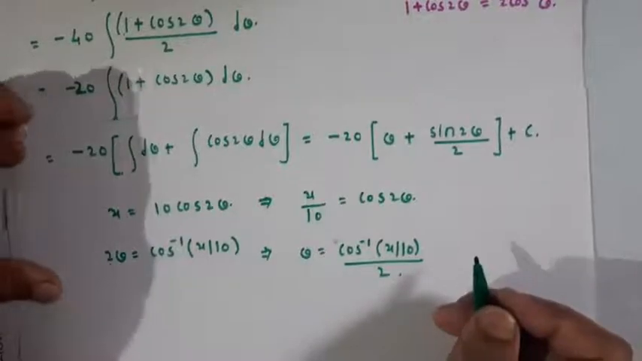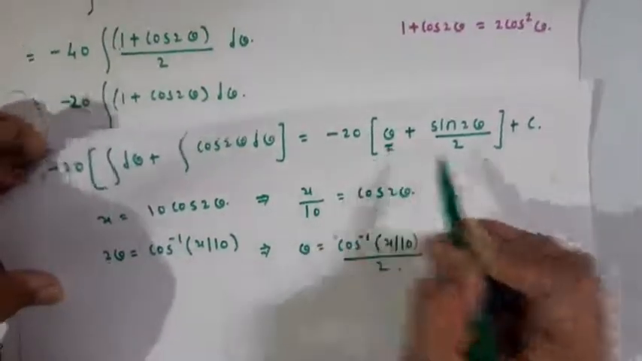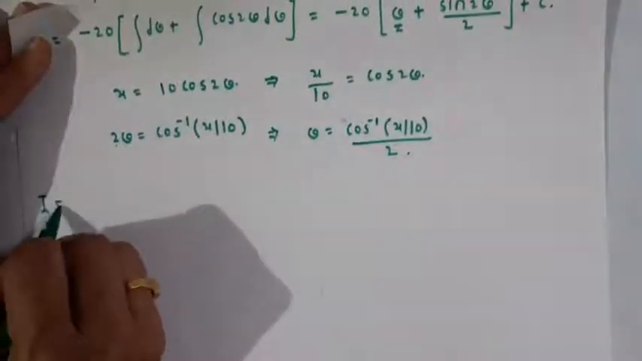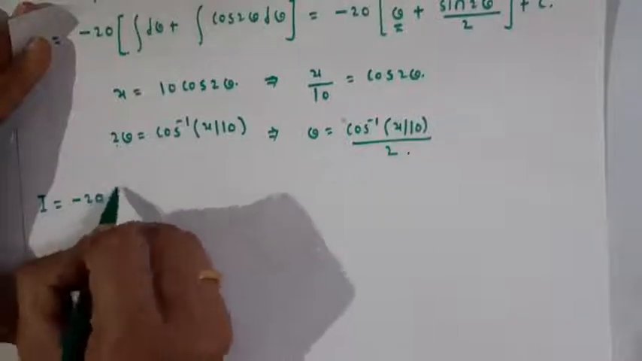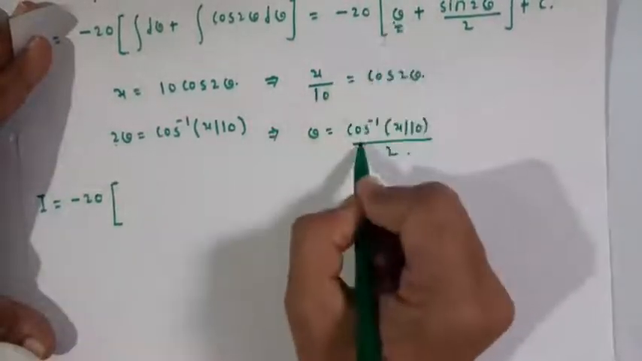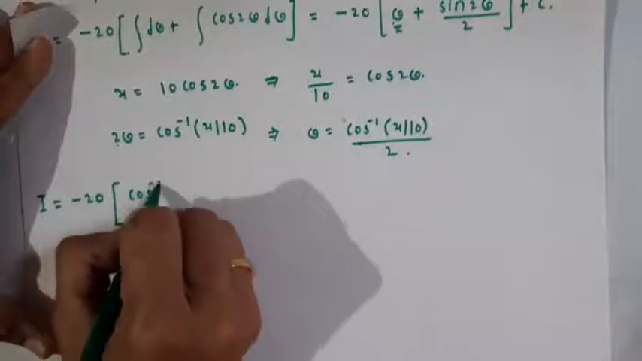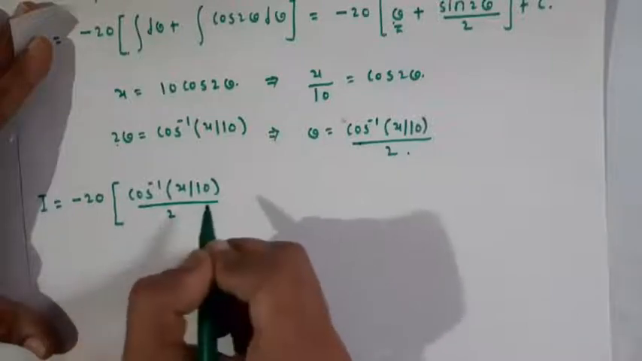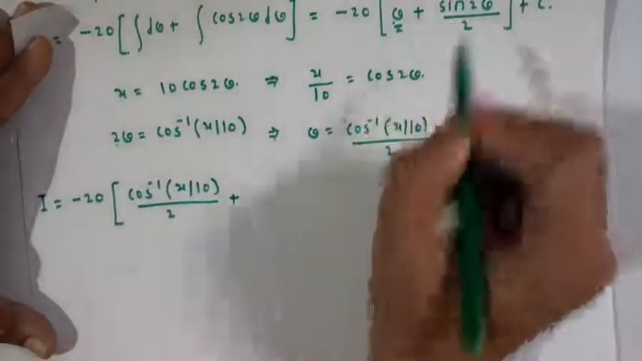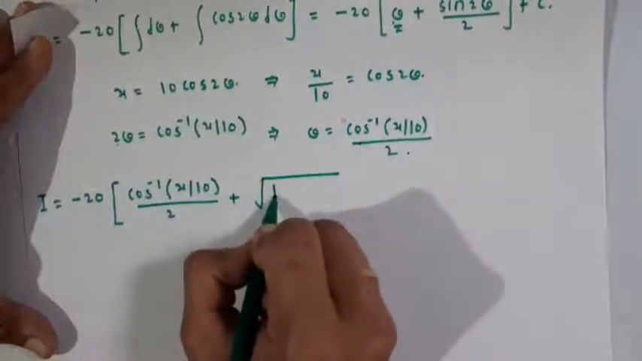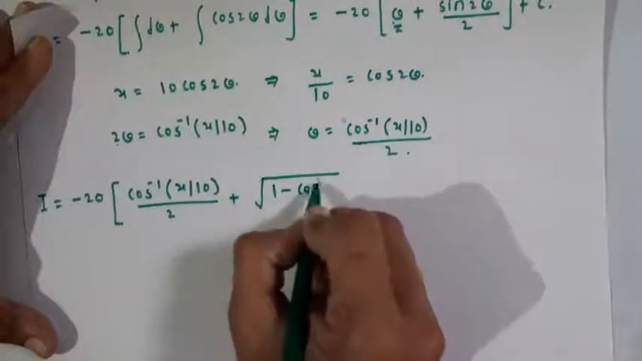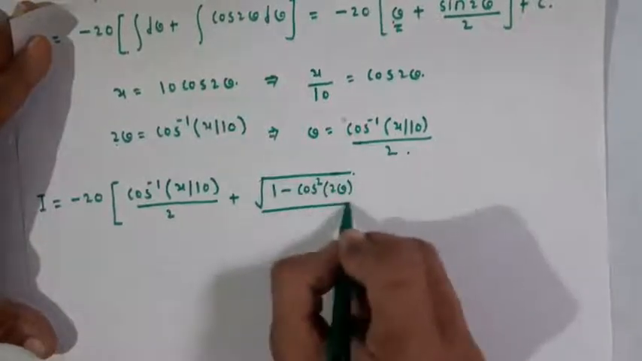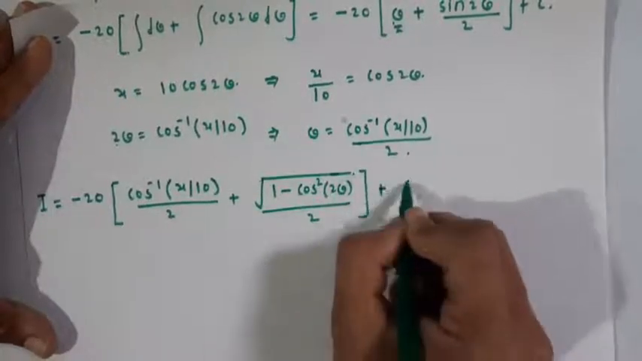Okay, and therefore put the value of theta here. The integration I equals minus 20 as a constant. The value of theta put here, that is cos inverse of x upon 10 divided by 2. Okay students, plus the sine of 2 theta, we can write as the square root of 1 minus cos square of 2 theta, upon 2, plus constant of integration c.